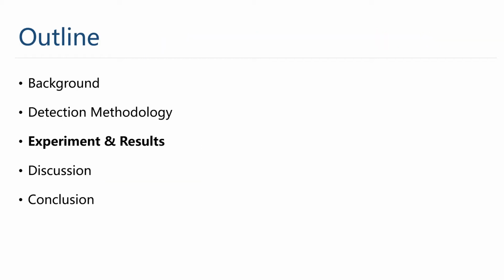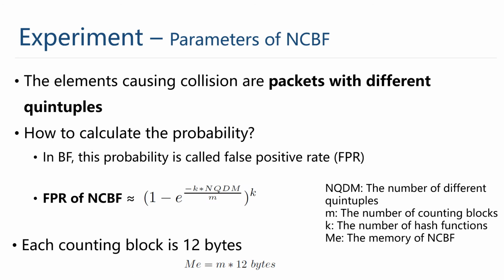Next, we conduct experiments and get the results. First, we need to discuss the parameters of NCBF to allocate appropriate memory to reduce the probability of hash collision. Considering the low ratio of toll traffic, NCBF should process the traffic for a long time to ensure that the statistics of sampled packets can reach the threshold.